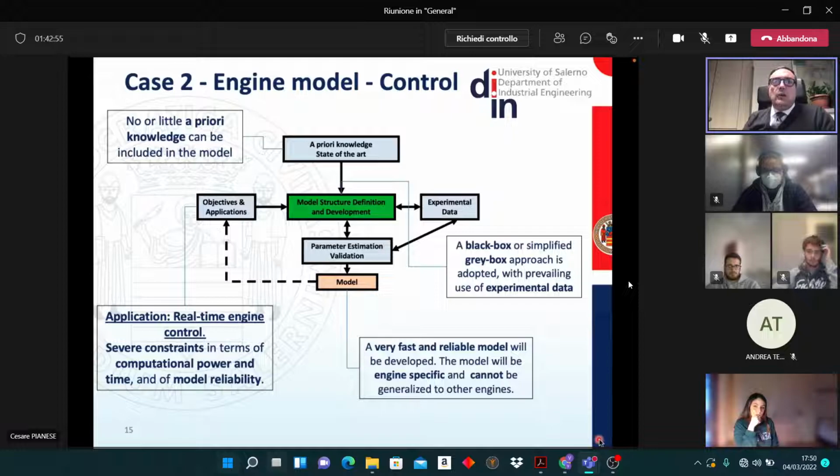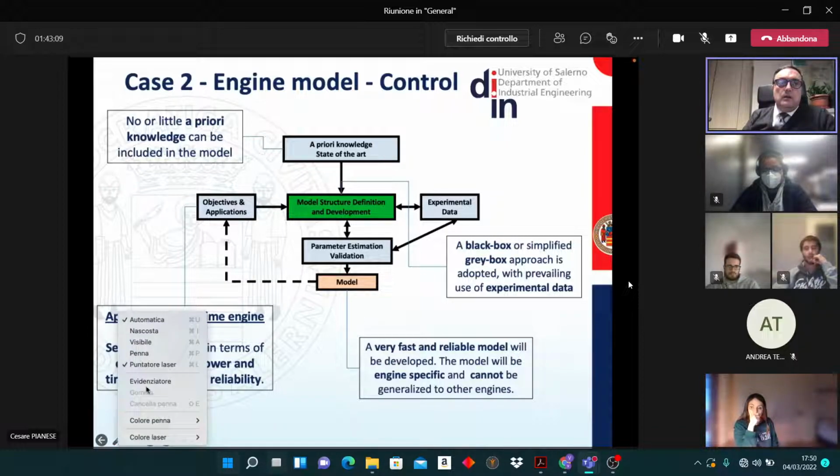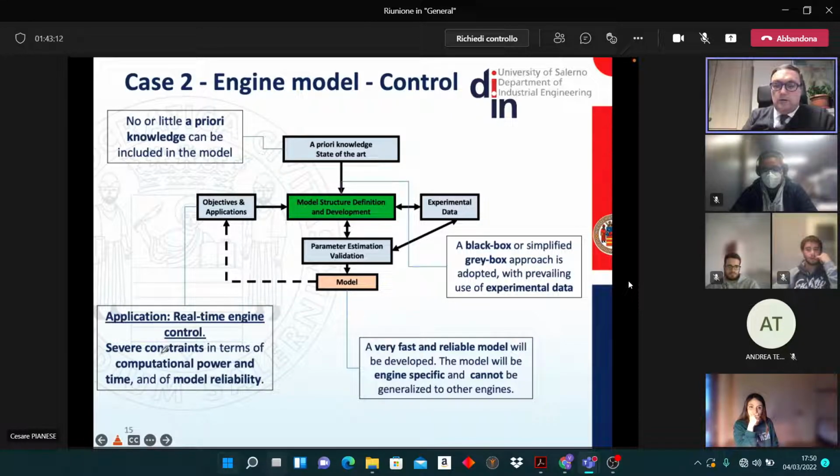And the model will be dedicated for the engine and cannot be generalized to other engines. Why? Because we are using a black box model or gray box model, and we use experimental data taken on the engine we want to control. So the model-based control is specialized for your system and cannot be easily used.